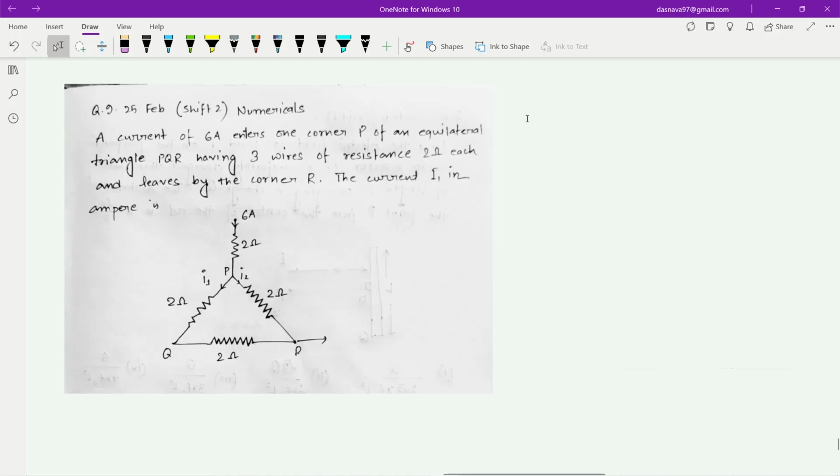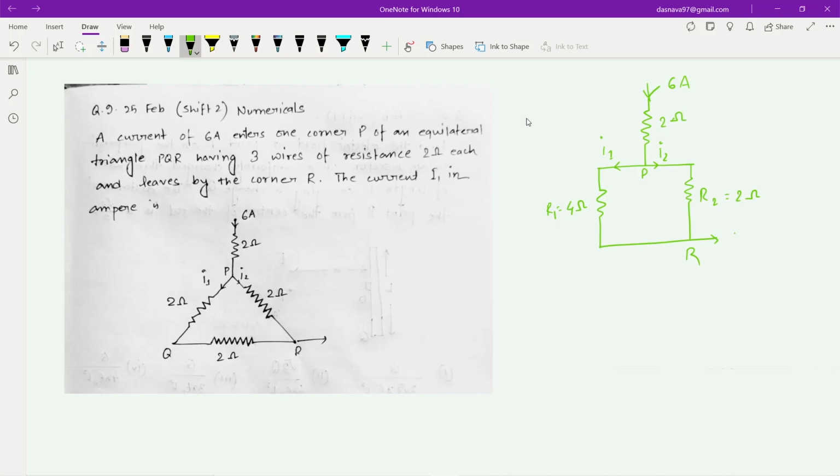Heading towards the next question, it said that a current of 6 ampere enters one corner point P of an equilateral triangle PQR having three wires of resistance 2 ohm each and leaves by the corner R. The current I1 in ampere is, meaning we need to find I1. So let's start.